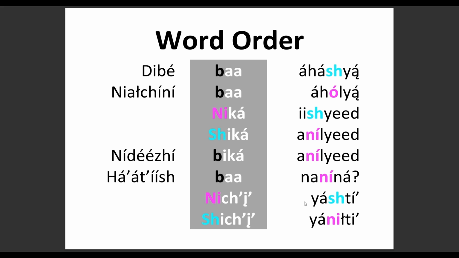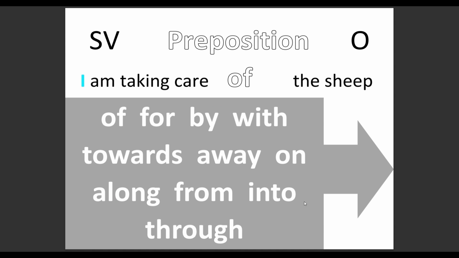As you can see, Navajo uses postpositions rather than prepositions. I'll go into more detail on the difference between the two so you can compare. English uses prepositions of movement which go before the object. Examples of prepositions include of, for, by, with, towards, away, on, along, from, into, through.